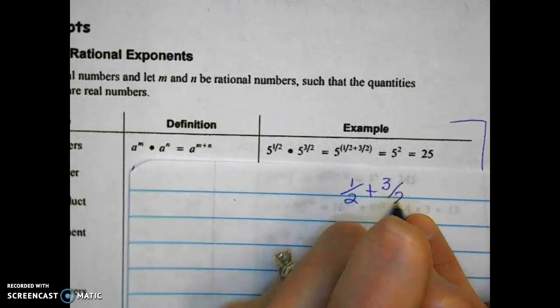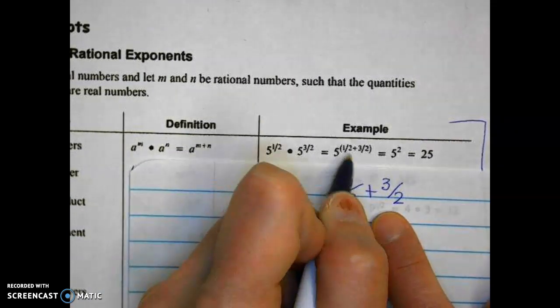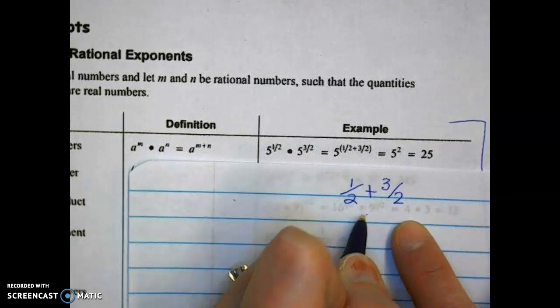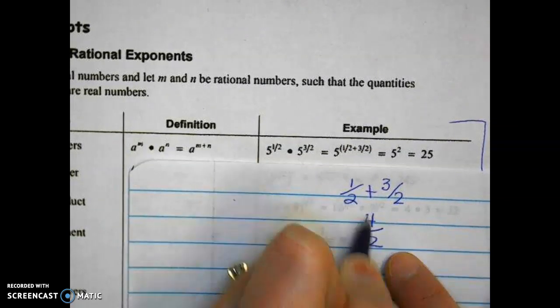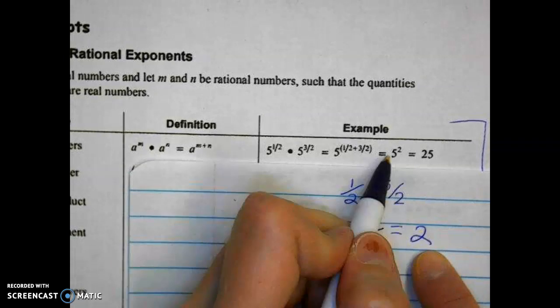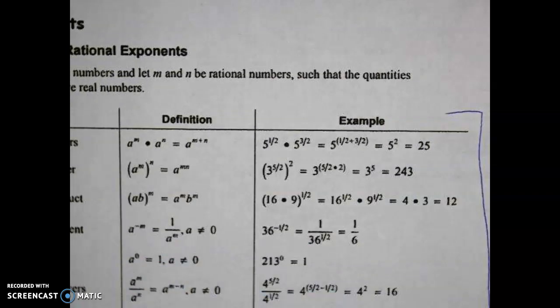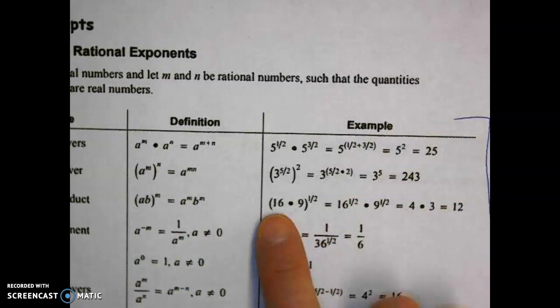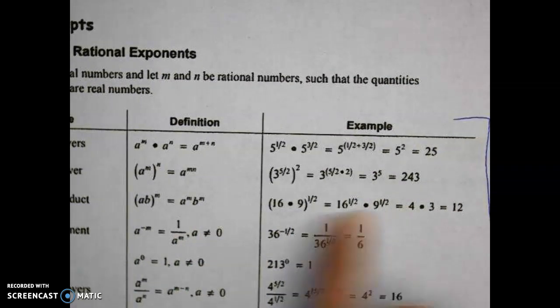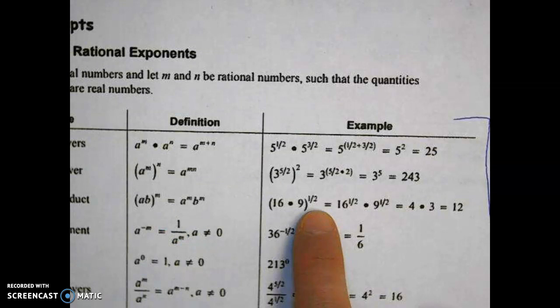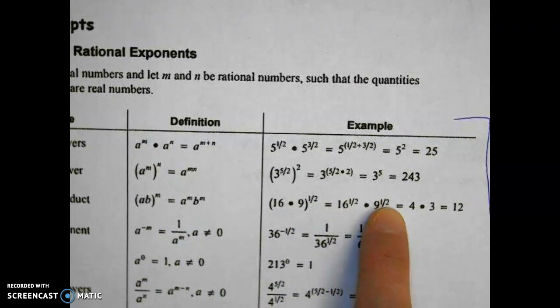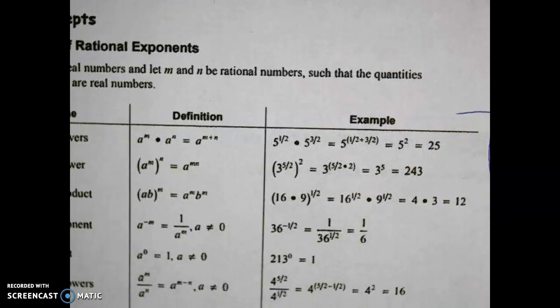You can use calculators for assistance though. See, that's 1/2 plus 3/2. That's the same as 4 over 2. 4 over 2 is just 2, so then they have 5 squared and they got 25. So what makes this tricky is all the fractions. It's the same rules you learned in Algebra 1, but now you have fraction exponents. But you do the rules the same.